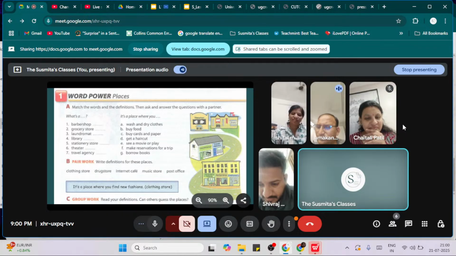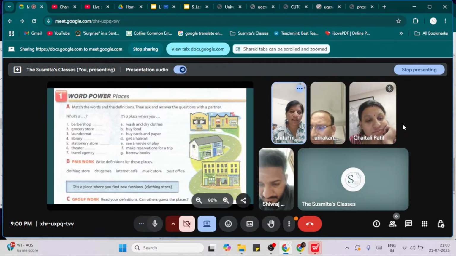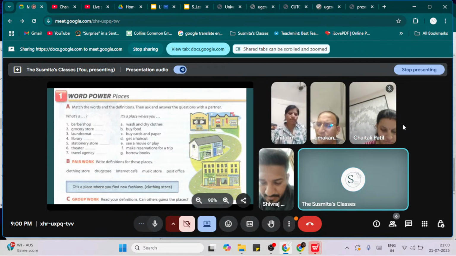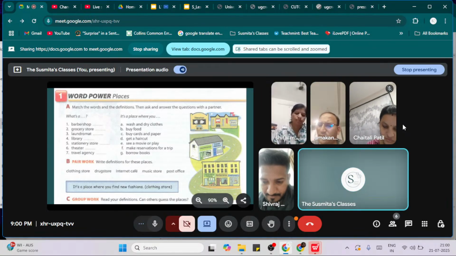Okay. Last one. Sheetal ma'am, what is a post office? It is a place where you send or get letters. Where you send and collect letters. Okay, and we buy stamps also. Yes. Okay. Very good. Now moving to the next part. Just 1 second.